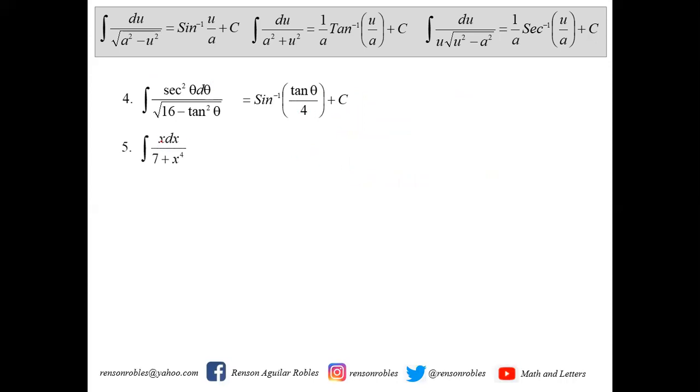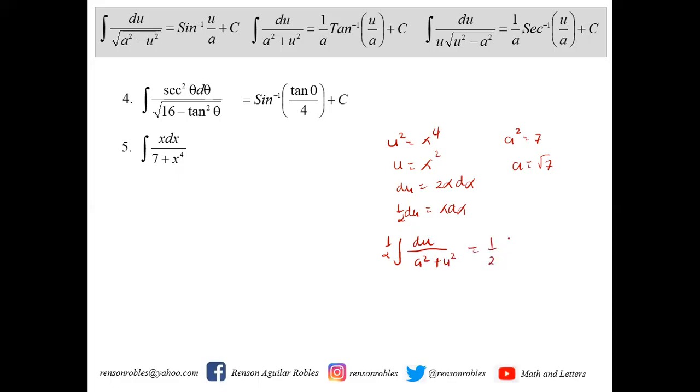Another one. So you have x dx all over 7 plus x to the 4. So you can now let u squared be equal to x to the 4. Then u is equal to x squared. Then du is equal to 2x dx. And once again, we have x dx here. So you have 1/2 du is equal to x dx. And then you know that a squared is equal to 7 and a is equal to square root of 7. So we can now replace this as integral of x dx, that is our 1/2 du all over 7, that is our a squared, then plus x to the 4, that is our u squared.